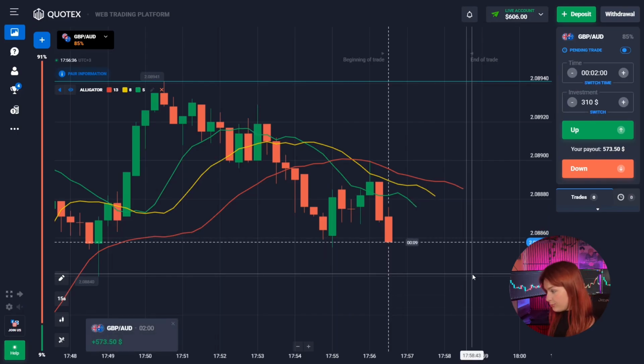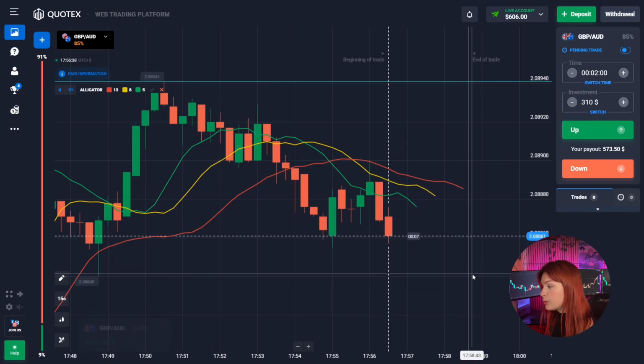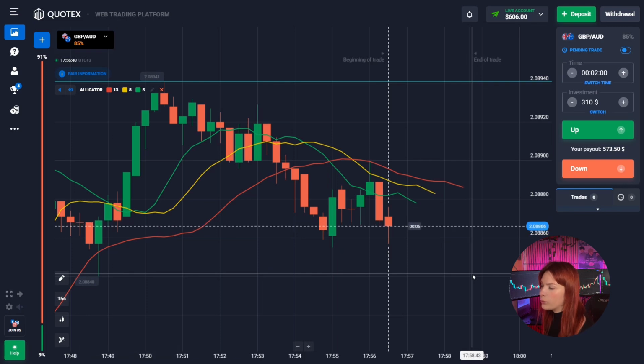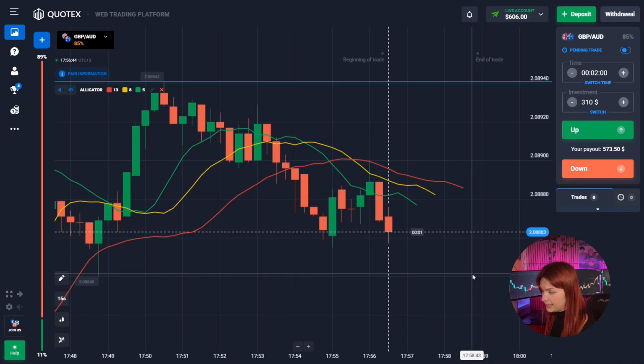Great result so far. The price showed a small drop, just as we anticipated, and this trade closed in profit. Guys, finishing below the entry point.